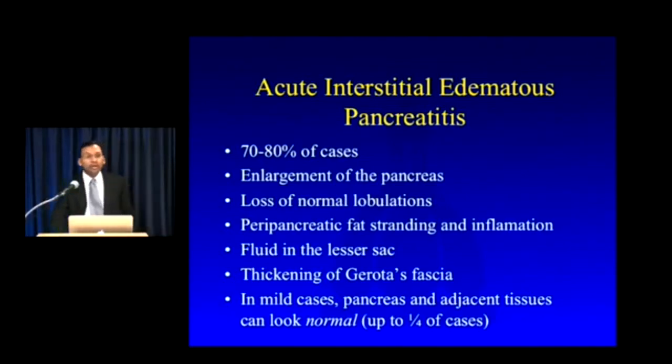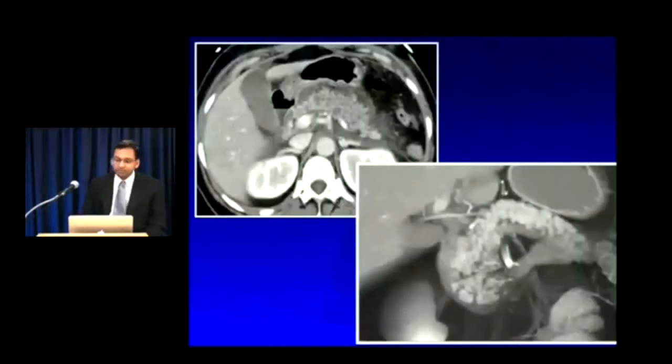Now, it's important to remember, at the most mild end of the scale, you can have a normal-looking CT scan and have very mild edematous pancreatitis based on an elevated lipase. And this actually occurs more often than you think, probably in the order of about 25% of cases. But in most cases, you're going to see some findings suggesting edema: an enlarged, edematous-looking pancreas, loss of normal fatty lobulations, some peripancreatic fat stranding, inflammation, and free fluid. And typically that fluid will track along the anterior pararenal spaces, and you may even see some thickening of Gerota's fascia.